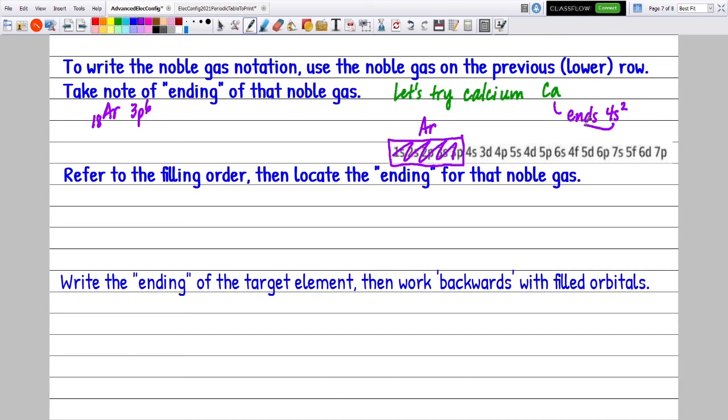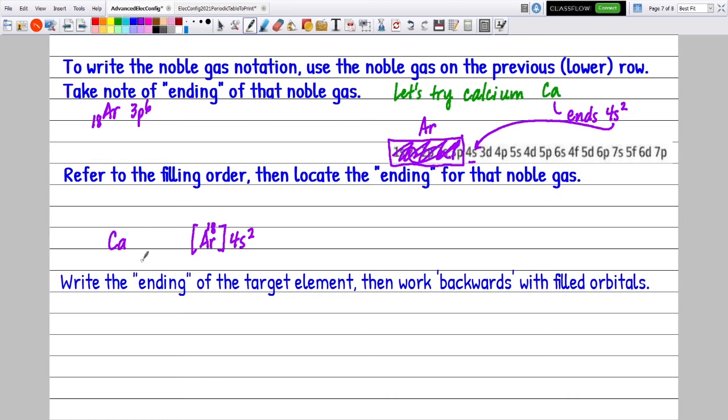And then we simply have to tack on 4s2. So, essentially, the noble gas notation is written this way. Argon, that accounts for the first 18 electrons, this right here, with 4s2 tacked onto it. This is the noble gas notation for calcium.